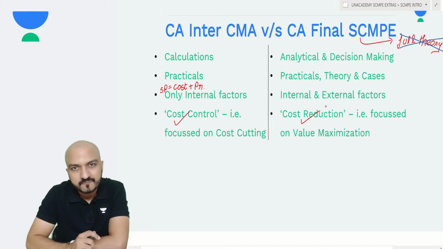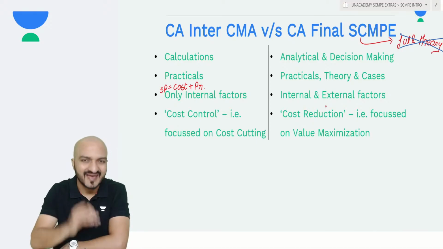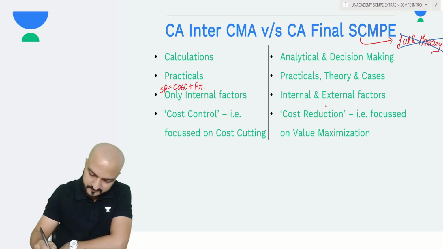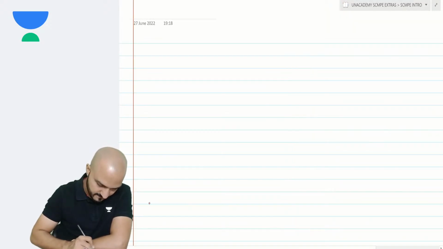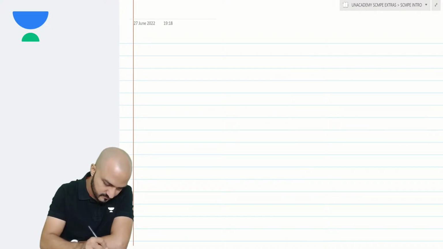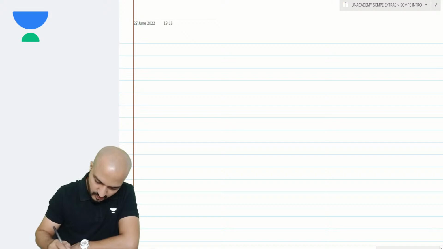Anyone? Anyone, do you remember what is cost control or cost reduction? Can you differentiate or tell me anything about these concepts? Yes, tell me something about cost control or cost reduction, whatever you remember.